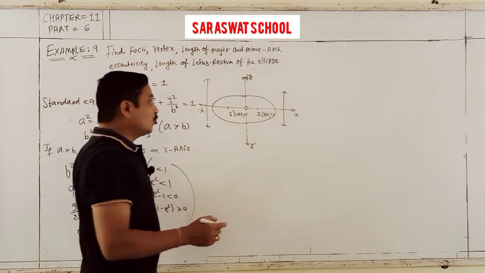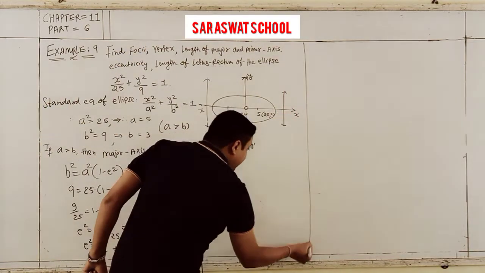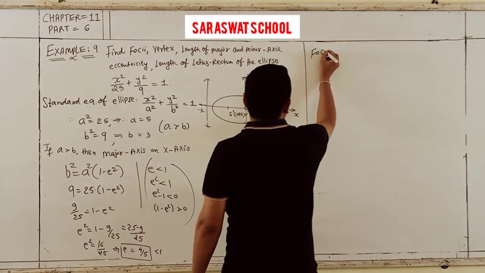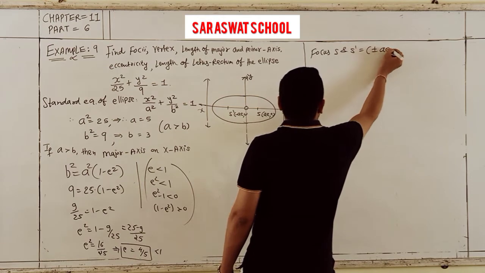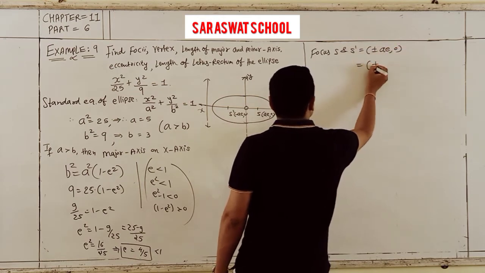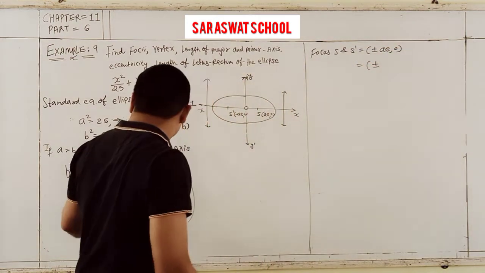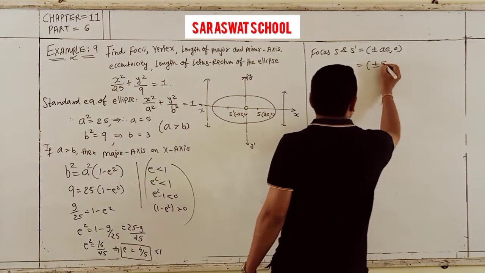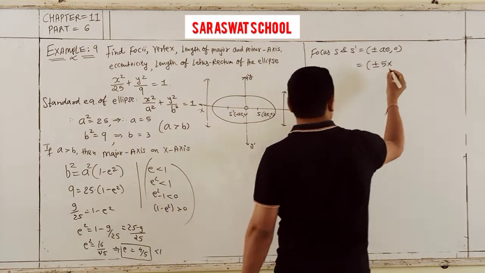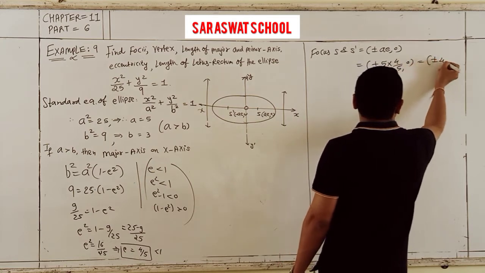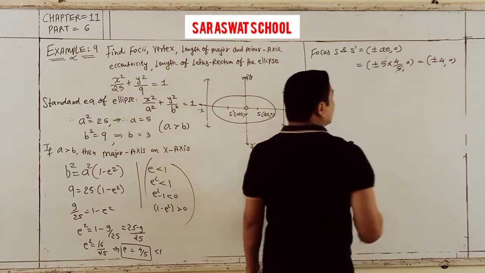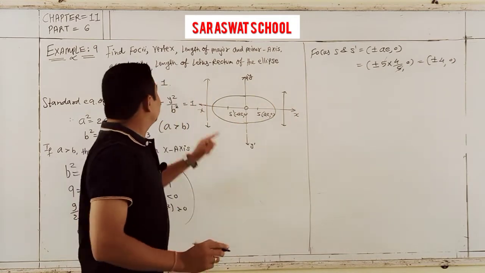Now I start with the foci. The foci S and S dash are plus or minus ae comma 0, and a I know, students, it is 5. e is also known, 4 by 5, and your answer is plus or minus 4 comma 0. It is over.